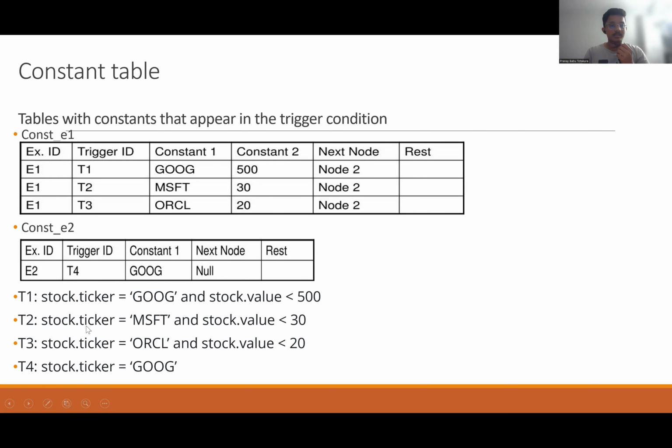So we can say that the next node stored in the constant 2 table is null. Similarly, this can be observed from the four triggers. In the T1, T2 and T3 triggers, a common structure is observed: constant 1 has the values Google, Microsoft and Oracle, and constant 2 has the values 530 and 20. In the T4 trigger, we can only observe one constant table that consists of the value Google.